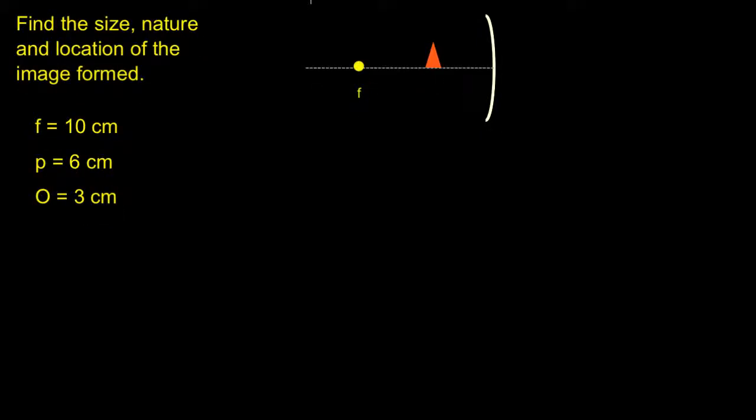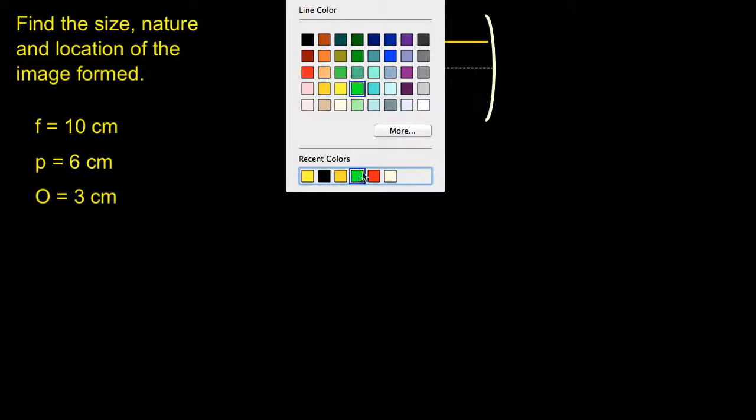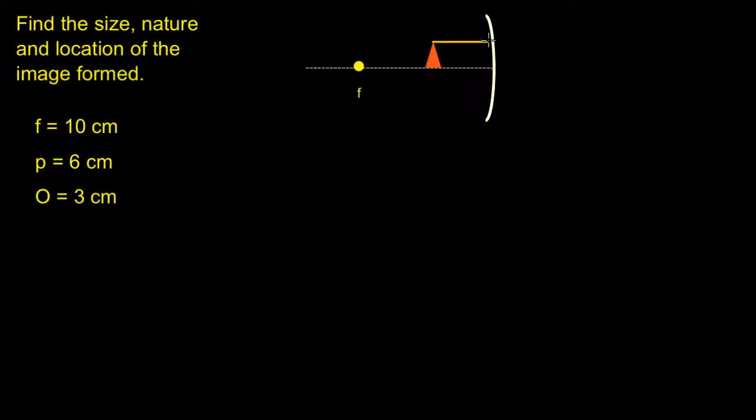Okay, so we're given one focal point, which means that this has got to be a mirror. It's a concave mirror because it's curved at the top and the bottom. So we'll draw our two lines. As we remember, our first line comes in parallel, hits the mirror, and then we'll reflect. We'll change the color so that we can see which way it goes. It will reflect back through the focal point.